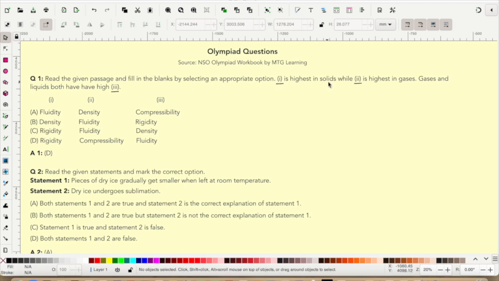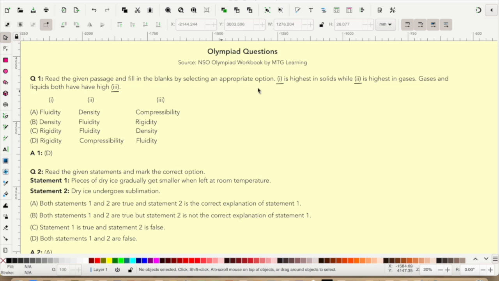1 is highest in solids while 2 is highest in gases. Gases and liquids both have high 3. So 1, 2 and 3 consists of some keywords. We have to choose the right combination of keywords which fill the blanks. So options A, B, C and D are given. One of these is correct.